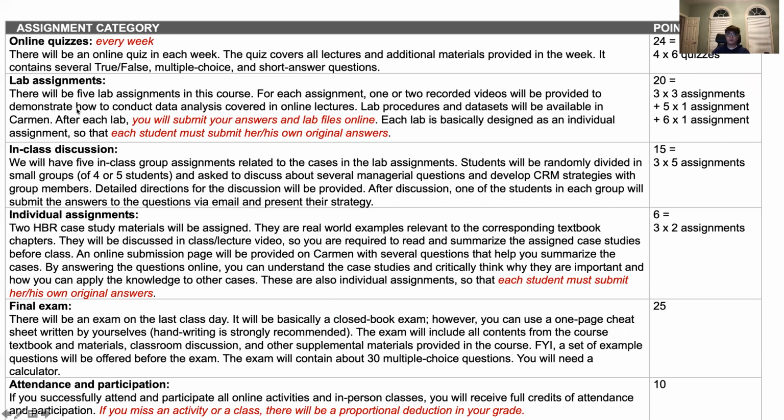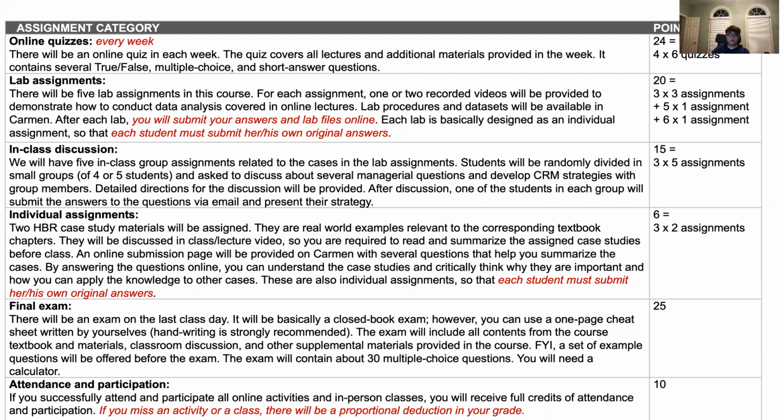Second, lab assignment. There are 5 assignments. For each assignment, we will have 1 or 2 recorded videos provided to demonstrate how to conduct data analysis covered in online lecture. Detailed lab procedures and data sets will be provided, and you will submit your answers and lab files online through the Carmen website. And please note that each lab assignment is basically designed as an individual assignment. That is, each of you must submit your own original work and answers. Some discussions are allowed, but any types of collaboration are not permitted.